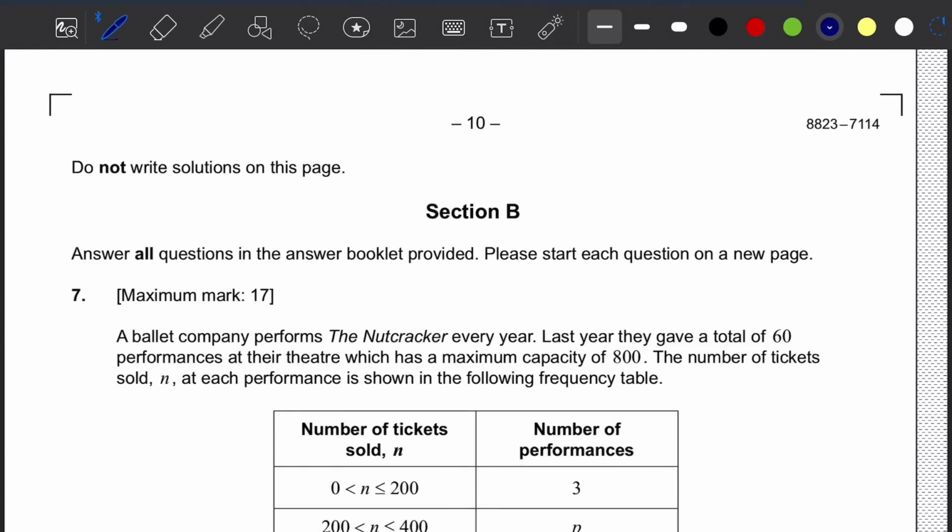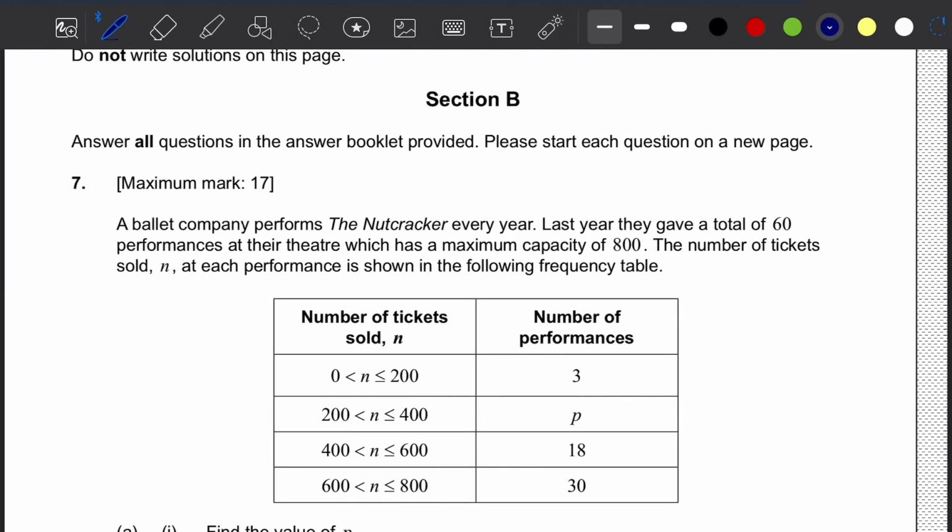Section B, question 7. A ballet company performs this show every year, and last year they gave a total of 60 performances at their theater, which has a maximum capacity of 800. This is the ticket number, and the number of tickets sold at each performance is shown in the following frequency table. So we have a frequency table here.